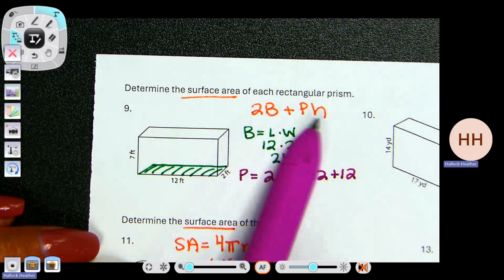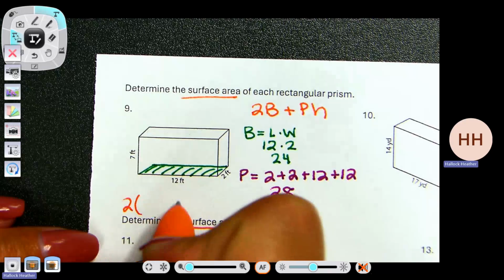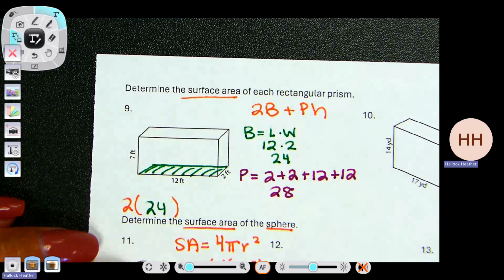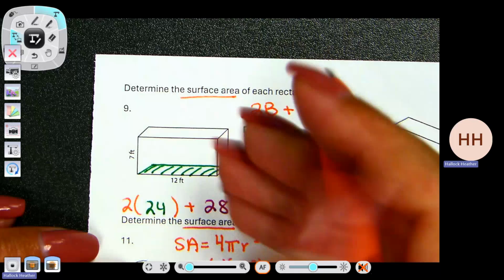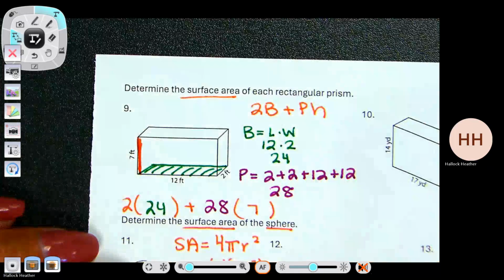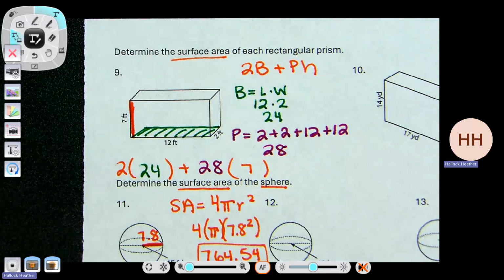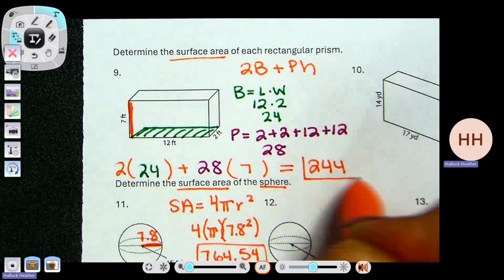And then I'm going to plug it in. So in the formula, I have 2 times big B, which is how much? 24. I'm adding the perimeter, which is 28, times the height. How much is the height? 7. So type that all into Desmos. It's 476.